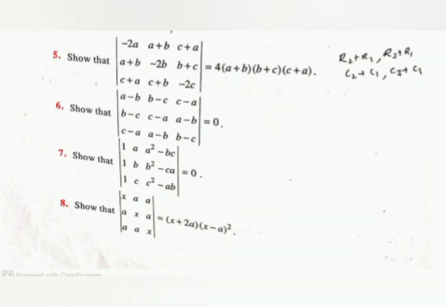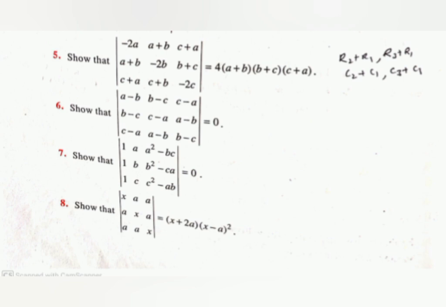Next the fifth problem, just now we did. Then the sixth one, already done. By applying row operations or column operations, like you can apply C1 plus C2 plus C3, the entire column 1 becomes 0. Next the seventh one is done.